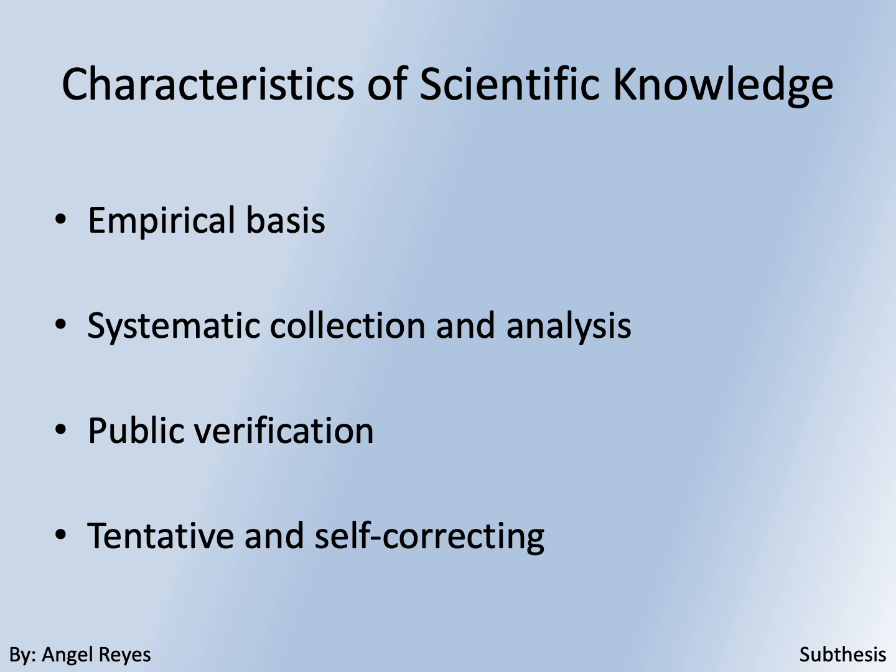Scientific knowledge has distinct characteristics that differentiate it from other forms of knowledge. It has an empirical basis, grounded in observation rather than pure thought or belief. It involves systematic collection and analysis of data following established methodological principles. Scientific knowledge requires public verification, making methods and findings open to scrutiny by others. Finally, it is tentative and self-correcting, subject to revision when new evidence emerges. These characteristics create a particularly robust form of knowledge, while acknowledging its inherent limitations.